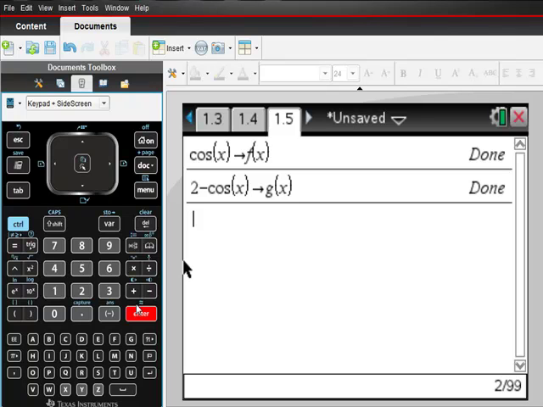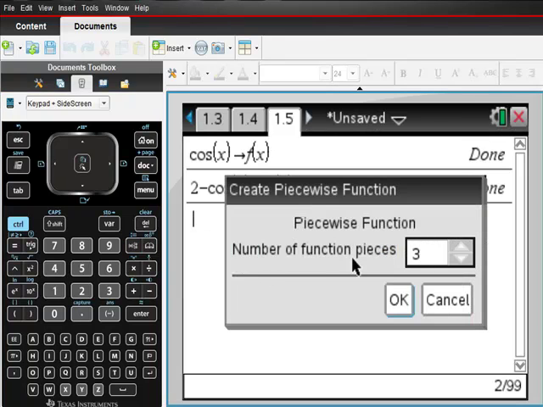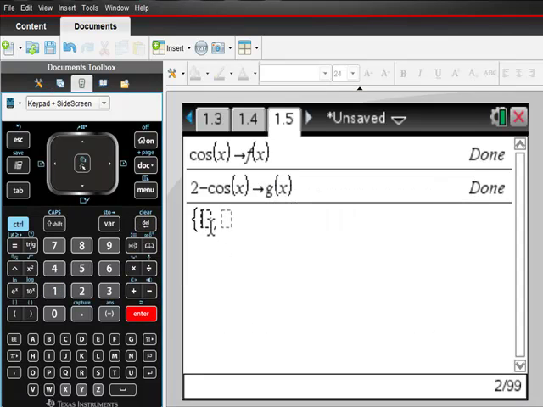So what C. Lindelof was doing was putting that in as a piecewise function, which was as one piece, and then putting in the cosine x here, and then the interval here, and then storing it as f of x. But that was giving the wrong answer, so we're not going to do that.